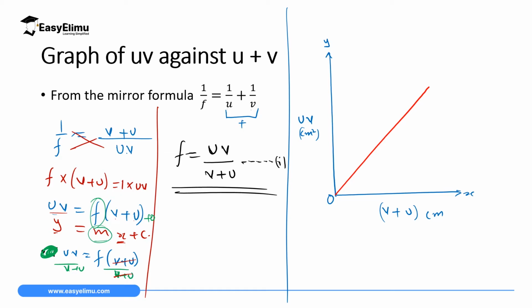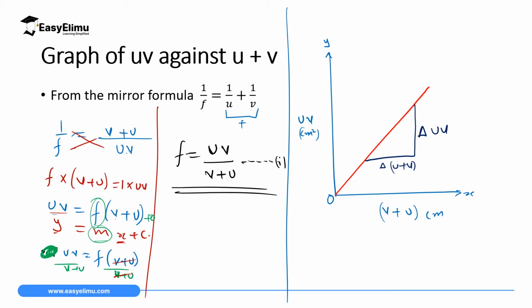Then now in this case, can we try to find the gradient? The gradient of this graph is supposed to change in Y, that is in this case change in UV against change in U plus V. Then in this case we must consider this unit. Here it is centimeter, here is centimeter square.